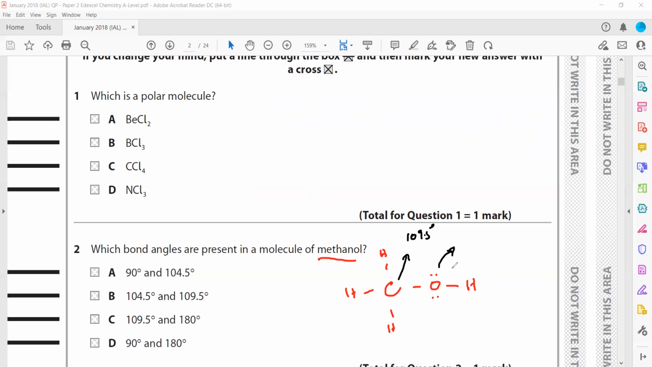Due to the presence of each lone pair, the bond angle decreases by 2.5. So in total, 109.5 minus 5, and it is a bent or V-shaped structure. So the bond angle will be 104.5. So which two angles are present in the molecule? That is 104.5 and 109.5. Is it clear? Question 2.